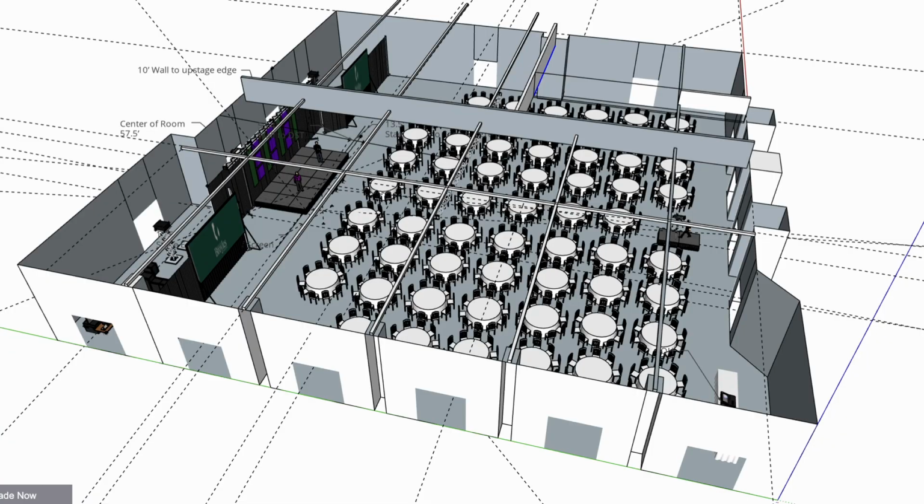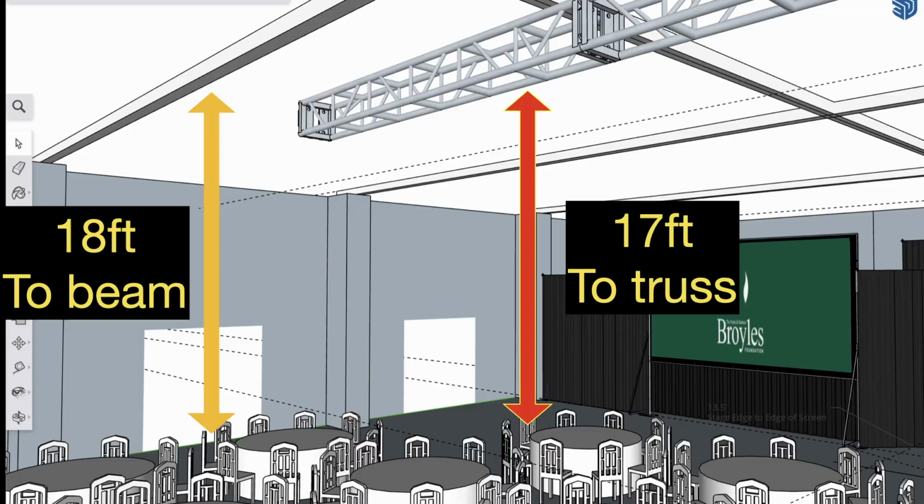So for venue data, it was super nice to have this Google SketchUp drawing. From it, I can pull any of the measurements I needed, and that was super handy. So from that, I was able to determine that the beams in the ceiling are 18 feet. So that's a pretty low total trim, but we'll see how we can deal with that a little bit later.